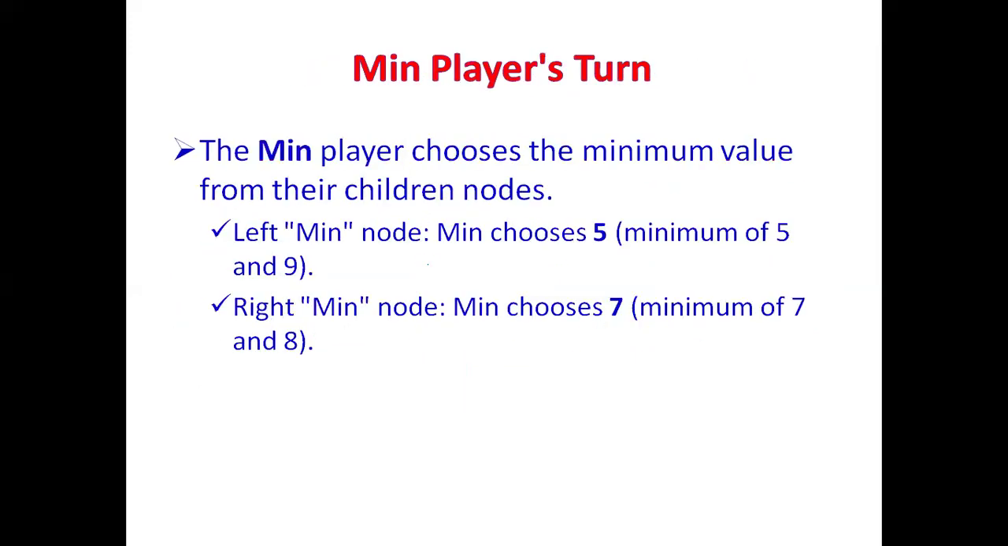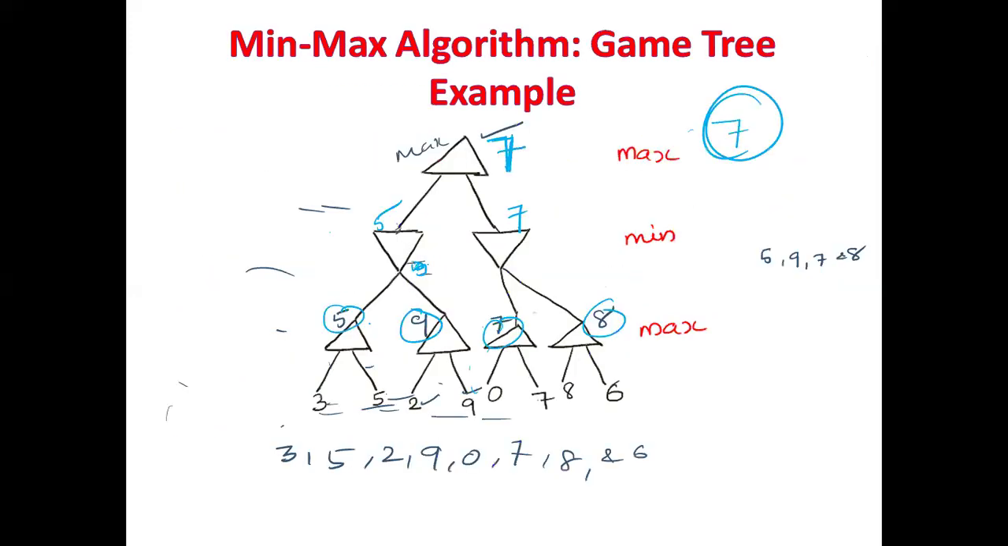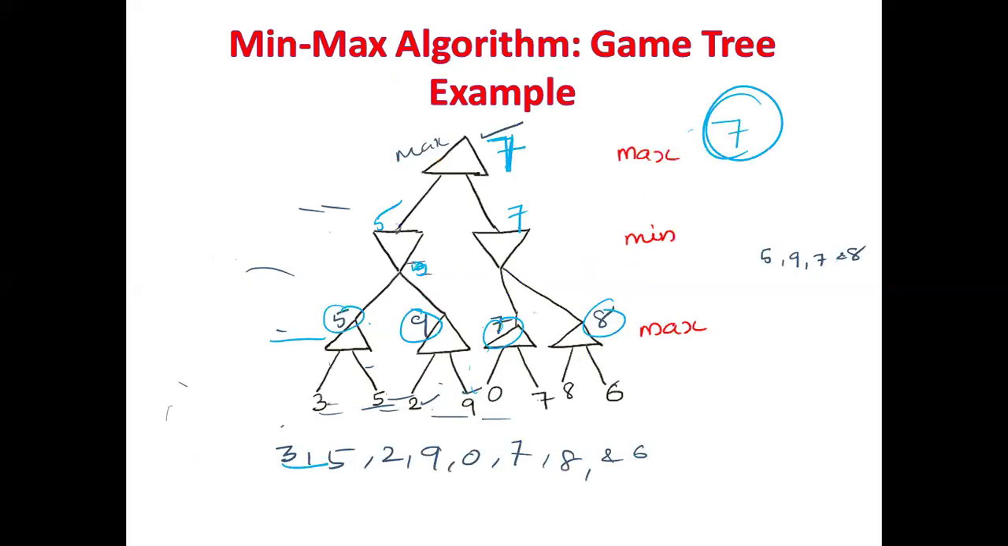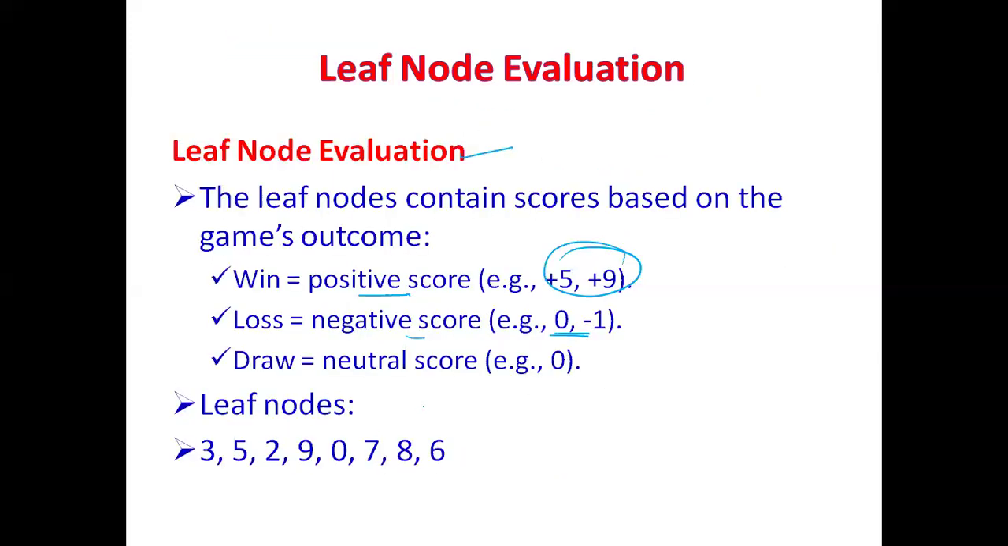So for this problem, these are all the leaf nodes. The second step is we have to find the leaf node evaluation for this problem. We call positive scores, namely plus 5 or plus 9, and negative scores we write as 0 or 1. These are all the examples. For the given problem, these are all the leaf nodes.